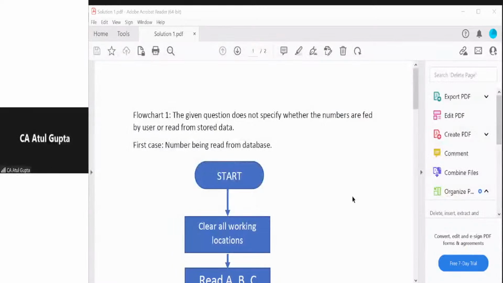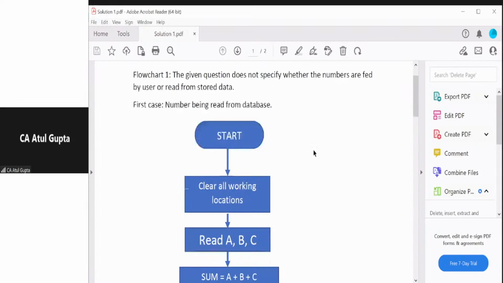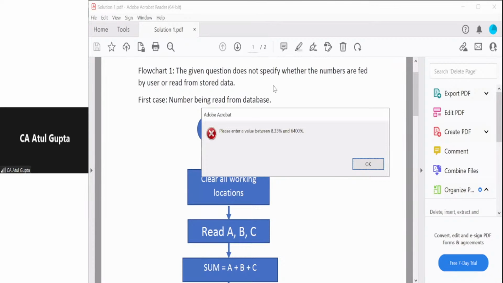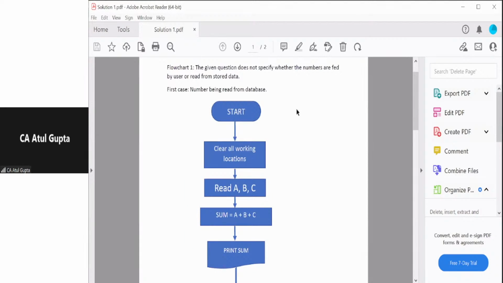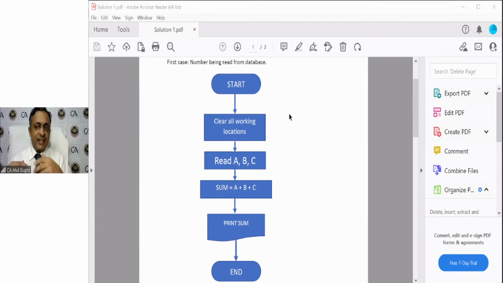So this is the first flowchart. Now I'll come to the issue that I've raised in the solution. I'll try to zoom this so that it's visible on the screen. Now, this is the solution, a very basic flowchart. This was a basic simple example. Through this, we are going to create the basic rules for when you solve your flowchart.